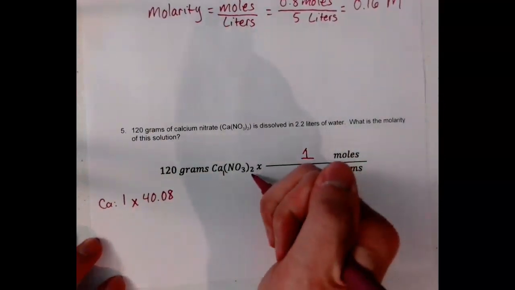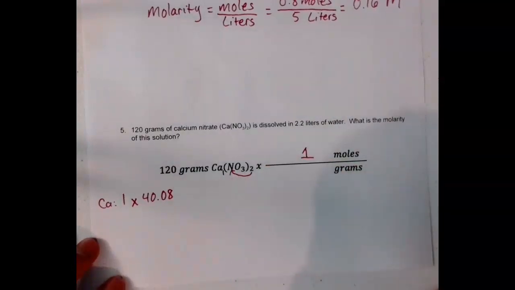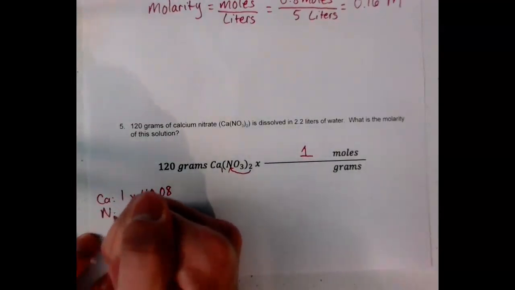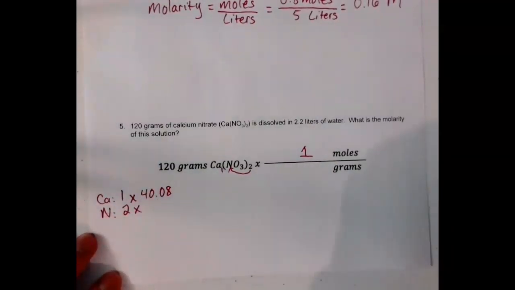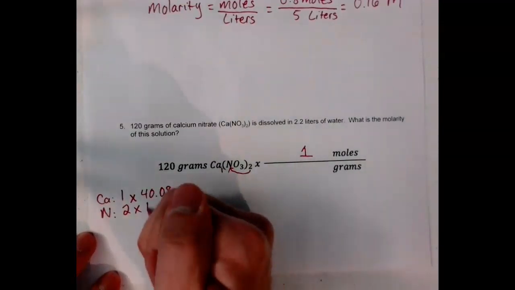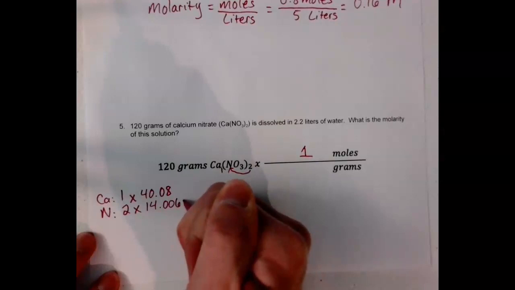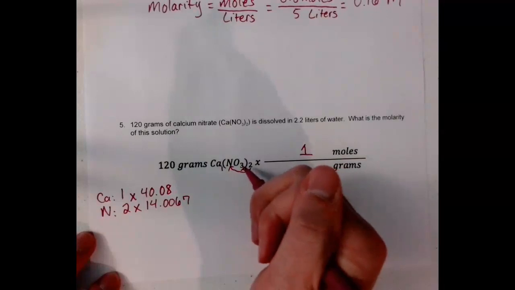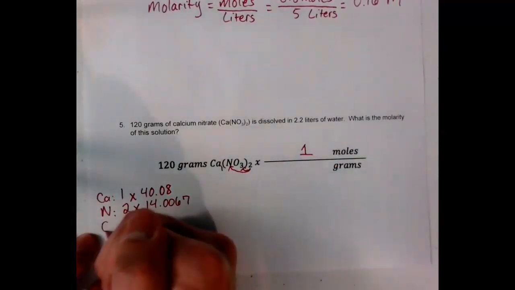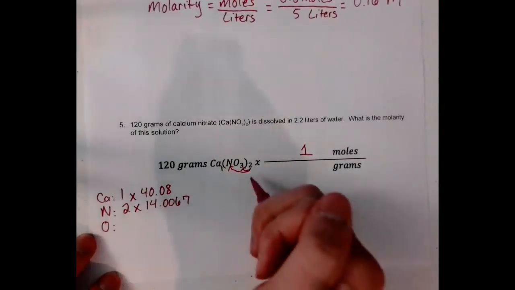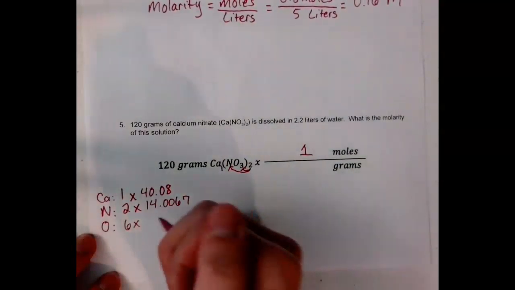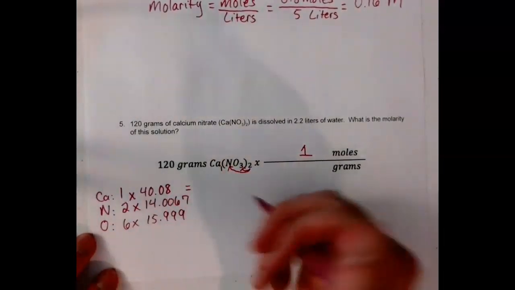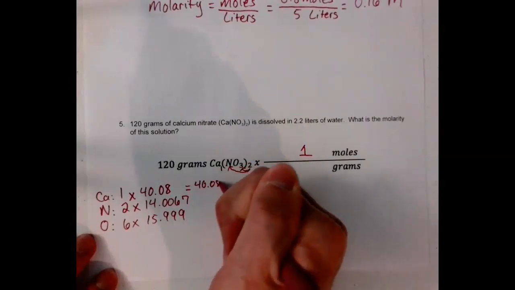All right, the next one, this 2 is actually going to be distributed to this N. So instead of just 1 N, it's actually going to be 2. So N is going to be 2 times, and I've got a periodic table right here, N is 14.0067. All right, and then finally this 2 is also going to get distributed to this O. So 3 times 2 is 6. All right, and O is going to be 6 times 15.999.